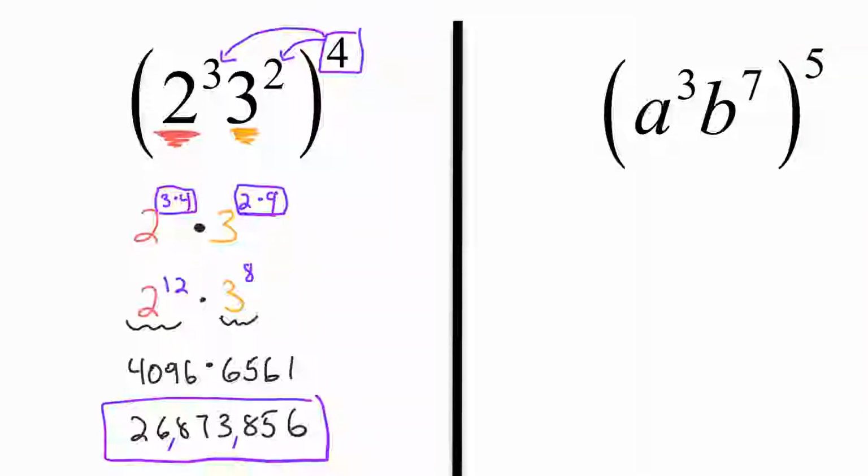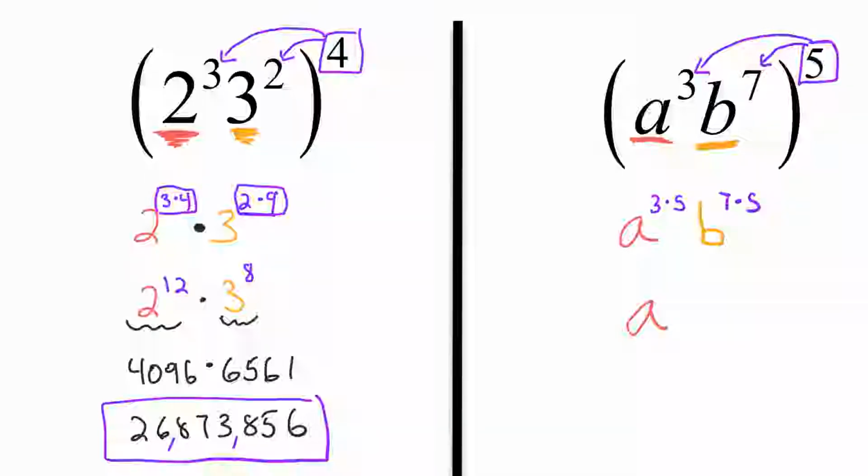So let me just put a square around the 5, and I'm going to distribute or multiply the exponents inside. So I'm going to keep the same base. My first base is a, so I put a right here, and I'm going to multiply 3 times 5. And the next one is b, so I'm going to put b, and I'm going to multiply 7 times 5. So I have my base of a, and I multiply the exponents, 3 times 5, that's going to be 15. And the next one is b, and I multiply the exponents 7 times 5, which is 35.